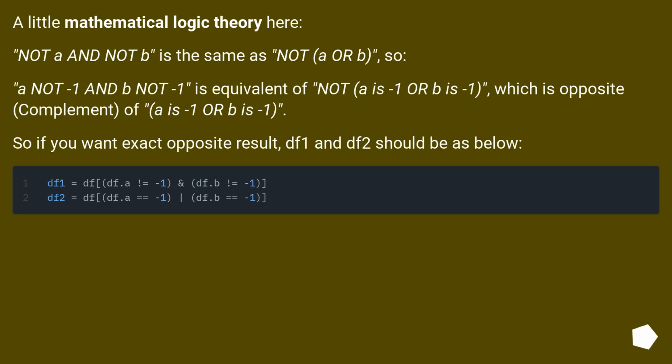A little mathematical logic theory here. Not A and not B is the same as not (A or B), so A not -1 and B not -1 is equivalent to not (A is -1 or B is -1), which is the opposite, the complement, of A is -1 or B is -1. So if you want the exact opposite result, df1 and df2 should be as below.